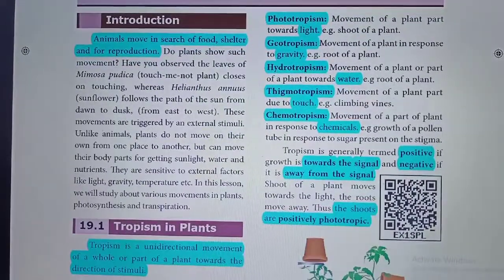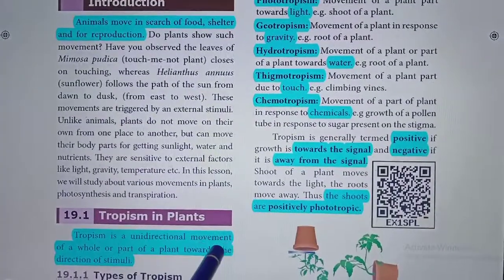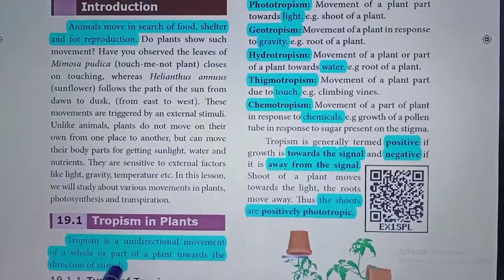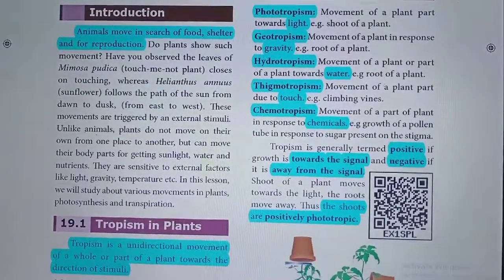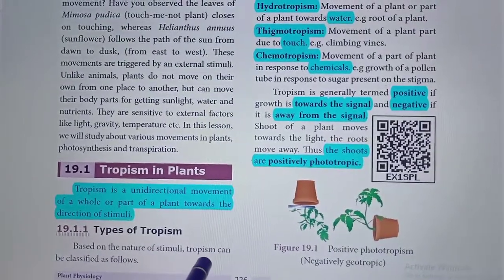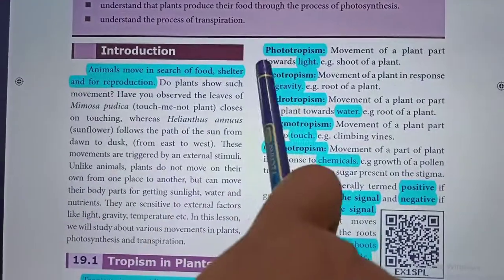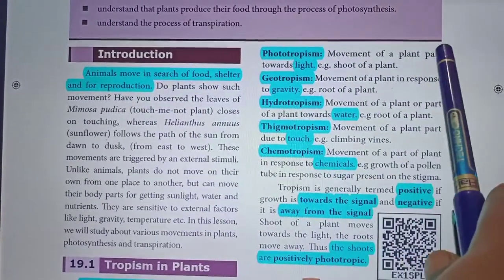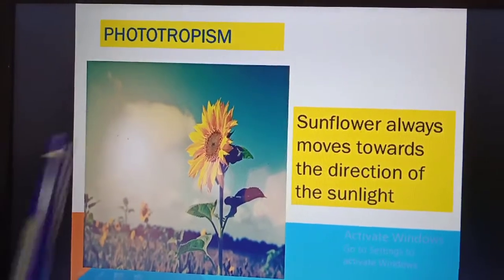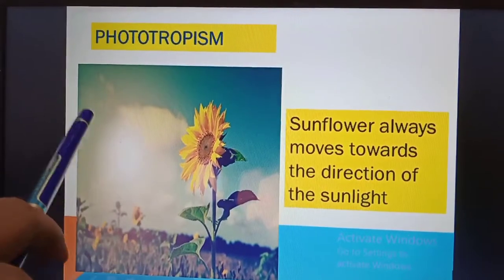First movement, tropism. Tropism is a unidirectional movement of a whole or part of a plant towards the direction of the stimuli. Types of tropism. Based on the nature of stimuli, tropism can be classified as phototropism, movement of a plant part towards light. Here, sunflower always moves towards the direction of the sunlight.